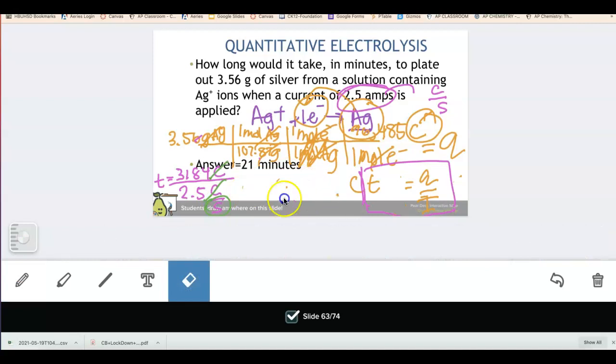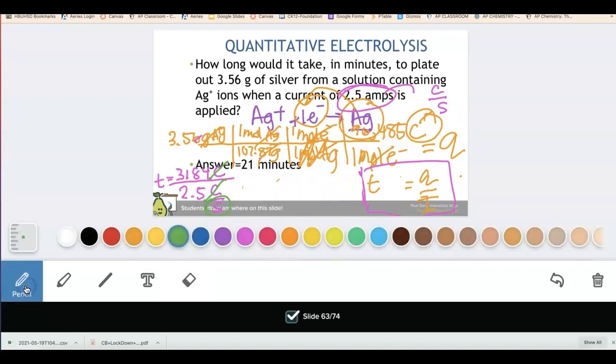Now this would be fine, except I didn't ask for seconds. I asked for minutes. So we'll solve for this in seconds, and we get 1273.7 something seconds. They want it in minutes, so this is just normal dimensional analysis. 60 seconds in 1 minute, so divide by 60. This is 2 sig figs right here, and this is 3, so your answer is 2 sig figs: 21 minutes. So to plate out this many grams of silver with this amount of current, it'll take 21 minutes to get that much solid silver out of this electroplating process.